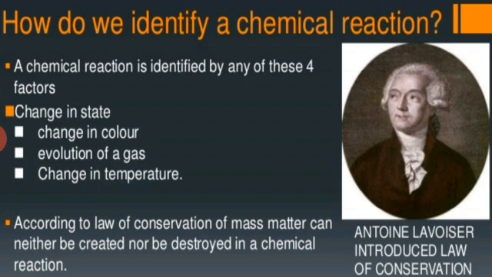Now, how do we identify whether a chemical reaction is happening or not? A chemical reaction is identified by either change in state, or change in color, or evolution of a gas, or change in temperature, or any of these. According to the law of conservation of mass, matter can neither be created nor be destroyed in a chemical reaction.